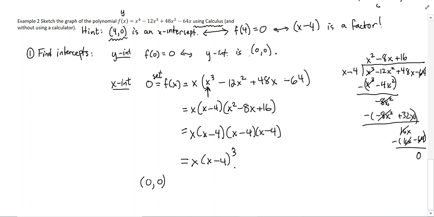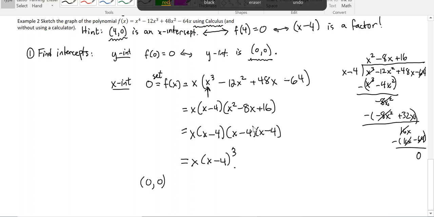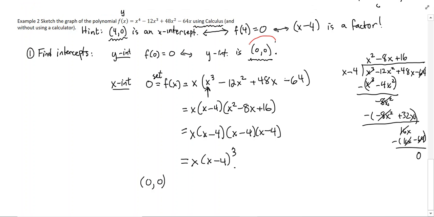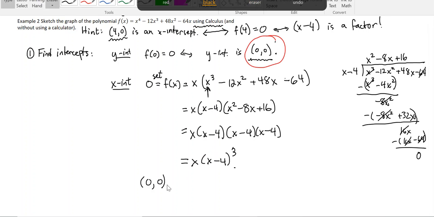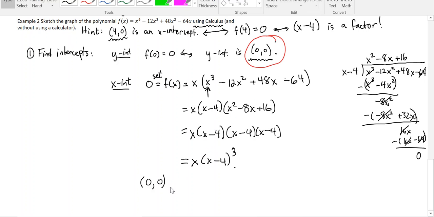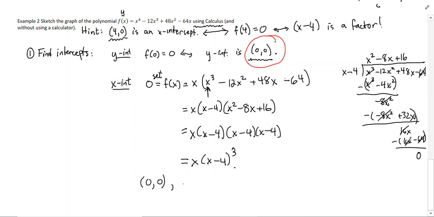And we actually already knew that because if 0, 0 is a y-intercept, it's also an x-intercept, okay? Noticing that looks like a kind of scary Halloween face there. That's kind of interesting. Anyway, so 0, 0 is one of the x-intercepts, and the other is 4, 0. Okay, and there are no others.